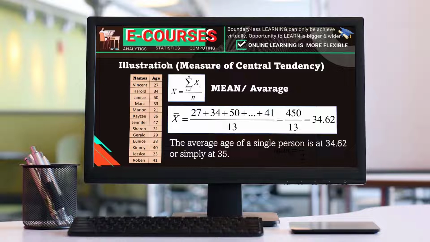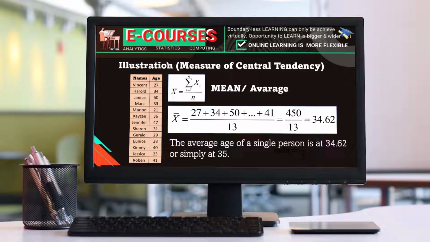Alright, so to illustrate, this is the average. As you can see, the age of Vincent is 27, Harold is 34, and so on and so forth. If you count all of this, there are 13 all in all. So all you need to do to calculate the average is sum up the values, or the ages, of these persons. So 27 plus 34 plus 50, 33, 21, 36, 47, 31, 29, 38, 40, 23, and 41.